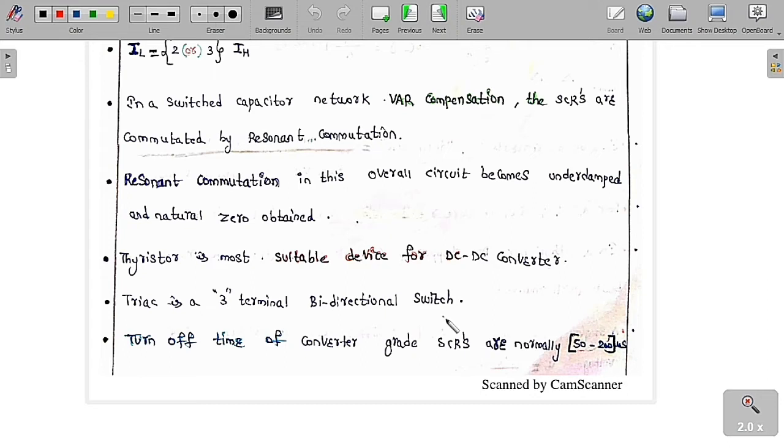A TRIAC is a three-terminal bidirectional switch. I've already told you, a TRIAC is a three-terminal bidirectional switch. So it can be connected in two ways, meaning the current can flow in both directions.